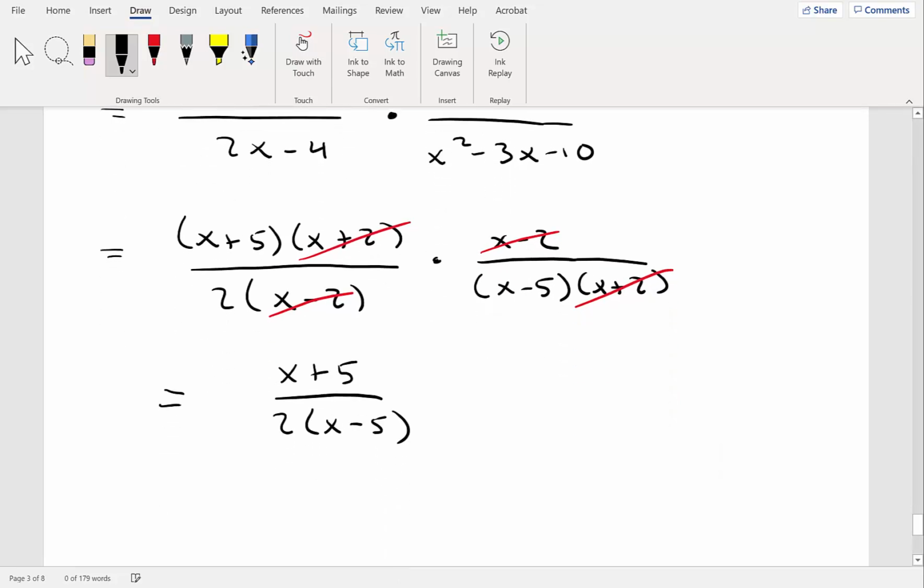Okay. So the main idea in this section: factor completely and then cancel out any common factors as long as there's one in the numerator and one in the denominator.